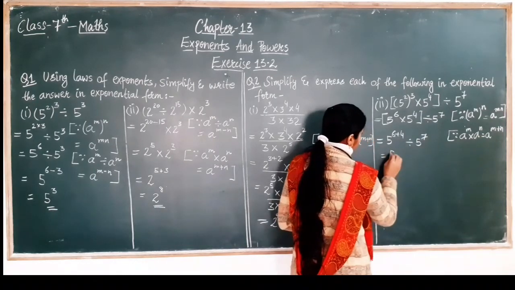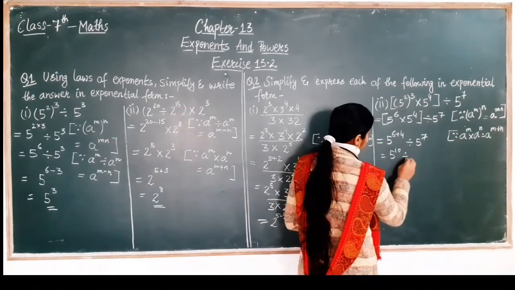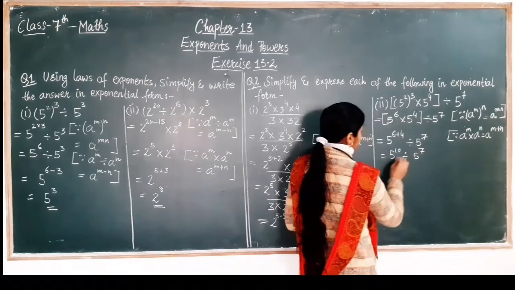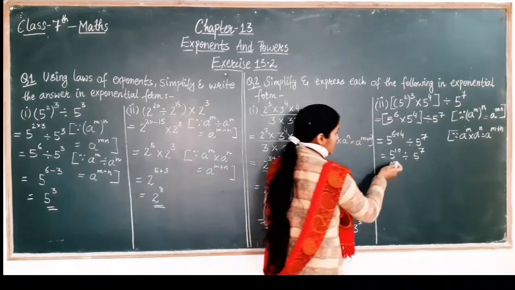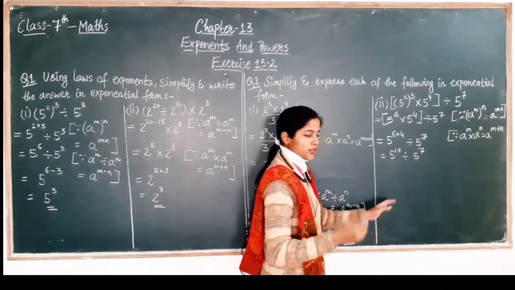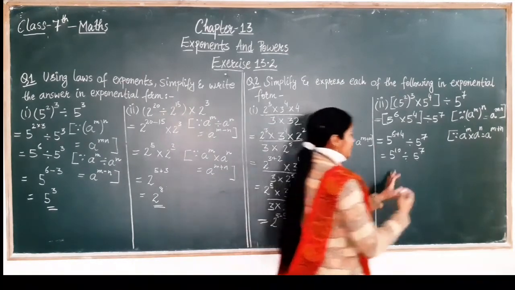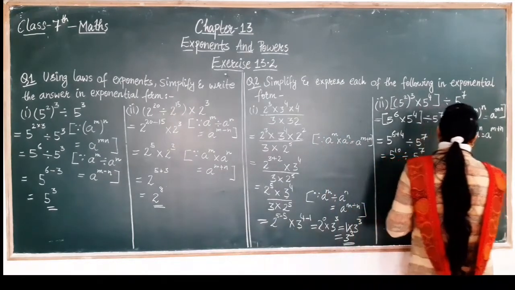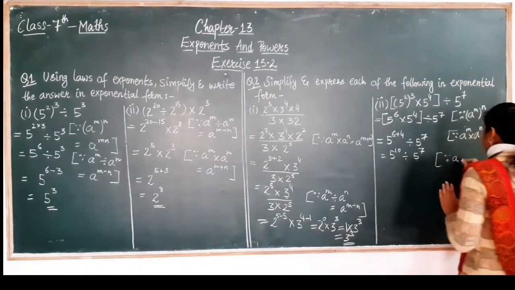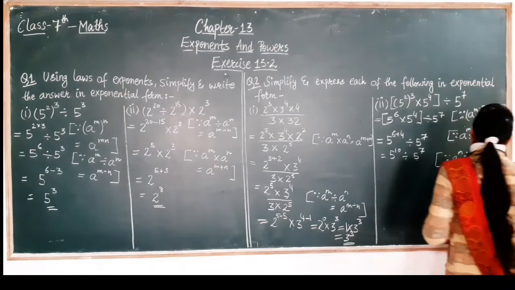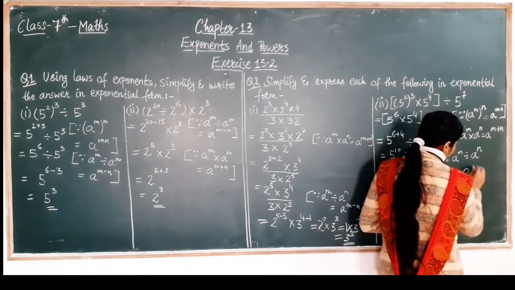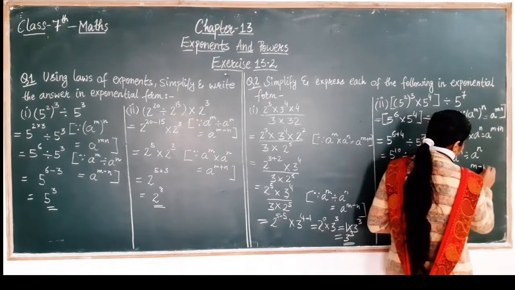So by adding the powers, we get 5 raised to power 10 divided by 5 raised to the power 7. Now in this question, we are going to use the third law, that is of dividing. What is it? a raised to the power m divided by a raised to the power n is equal to a raised to the power m minus n.